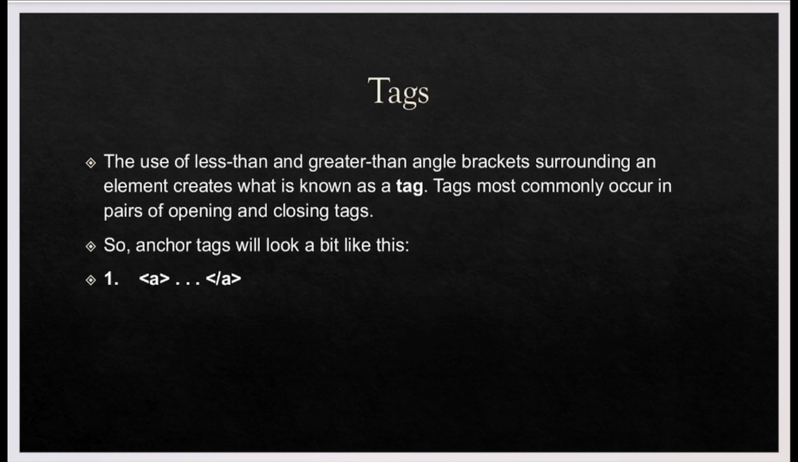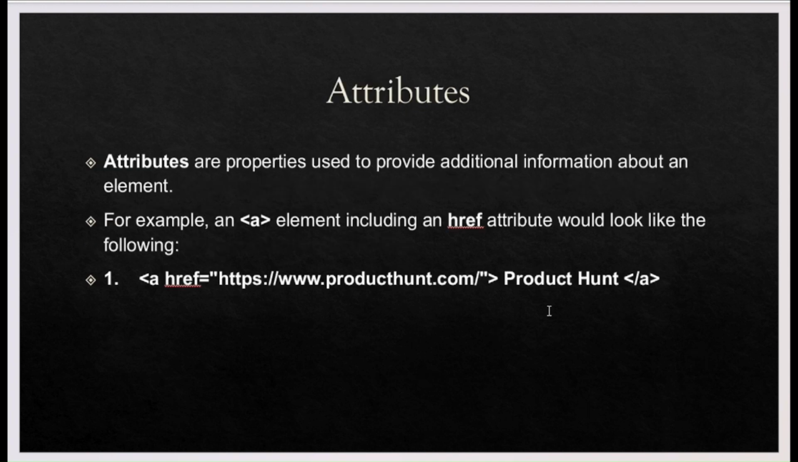Coming to the next, tags. The use of less than and greater than angle brackets surrounding an element creates what is known as a tag. Tags must commonly occur in pairs of opening and closing tags. So anchor tags will look like this. Coming to the next, attributes. Attributes are properties used to provide additional information about an element. For example, an A element including an href attribute would look like the following.